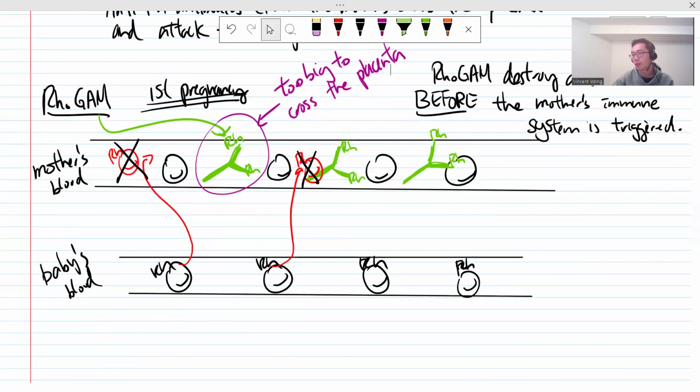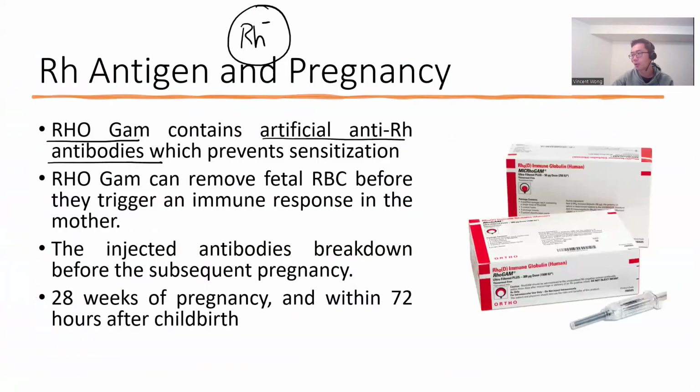So when do you give the RhoGAM? You give them around 28 weeks of pregnancy and also after childbirth. Those are apparently the time frames where, if there's going to be some kind of damage, it's most likely to happen. So that's it. That's all the stuff with Rh and RBC.